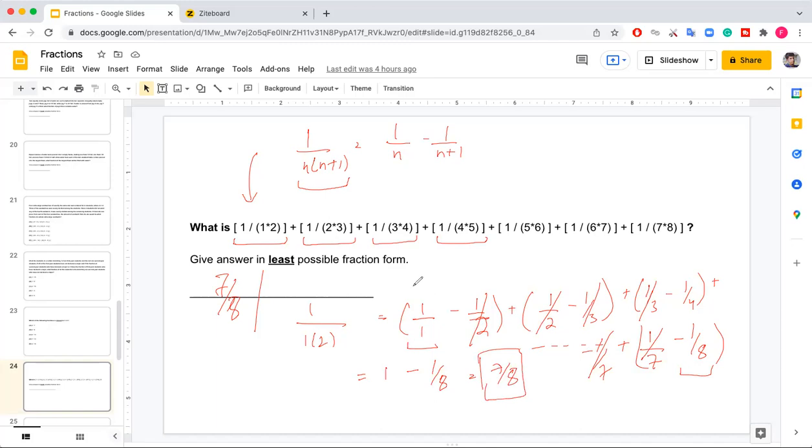Everyone got this? Yes, got you. You need to just come up with some sort of pattern in these questions. Otherwise, you start doing this way: 1 by 2 plus 1 by 6 plus 1 by 12. You will take the LCM and proceed. That will take a lot of your time.